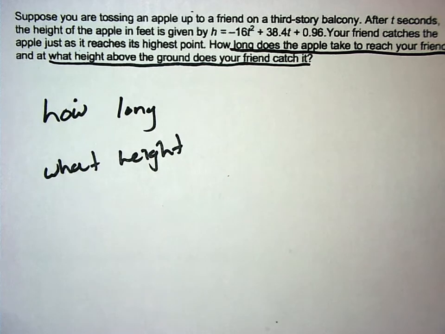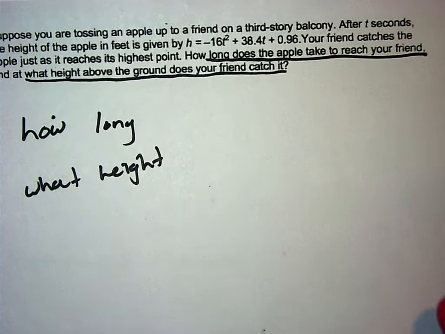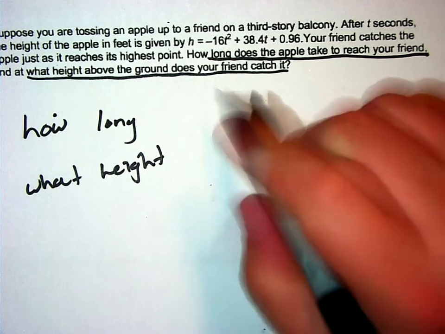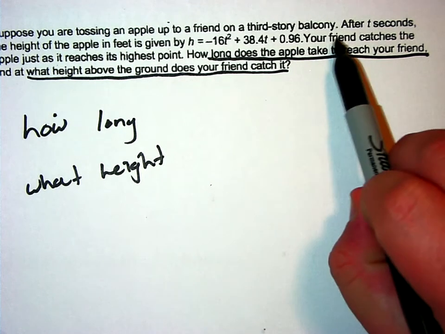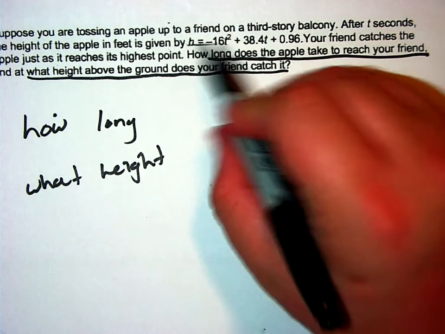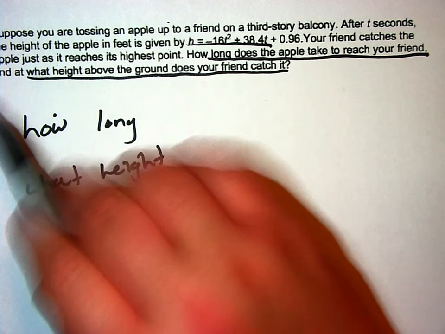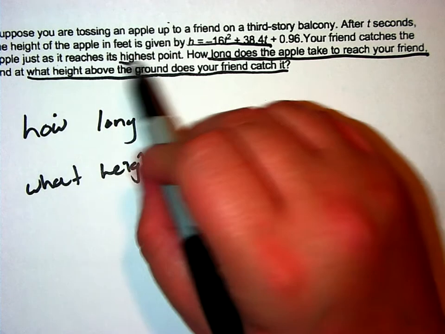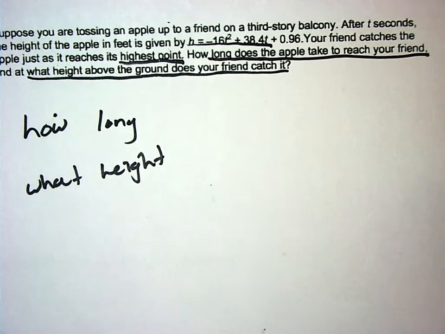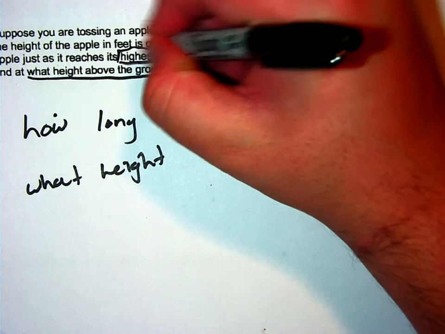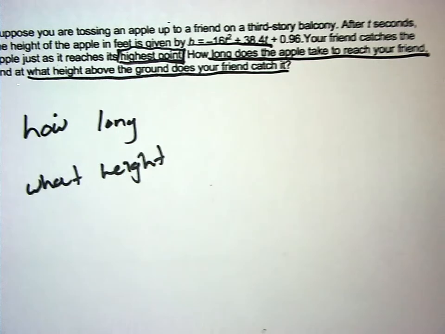Now if you read the situation again, it says you're tossing an apple to your friend on a third-story balcony. Here's the equation that models that. Your friend catches the apple just as it reaches the highest point. So this is what's telling you where to look. Right here, we're looking at the highest point. So what do we need to do?